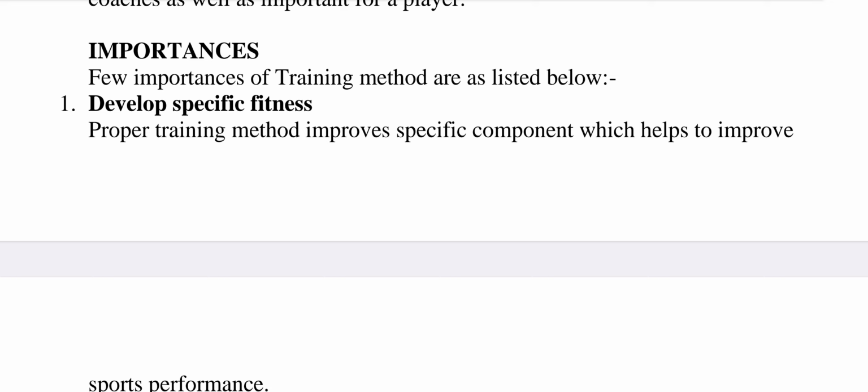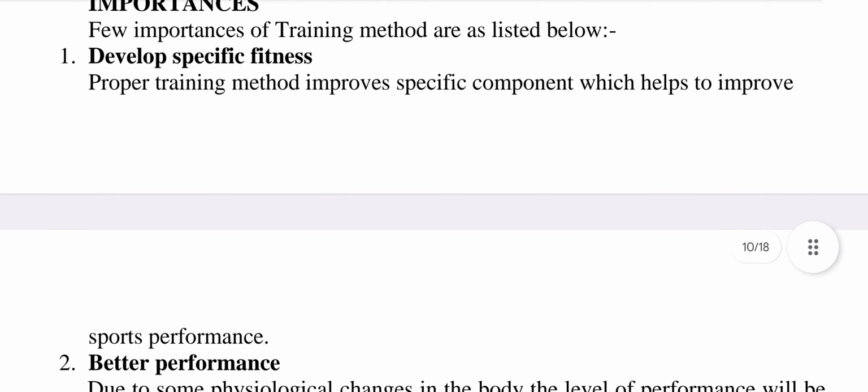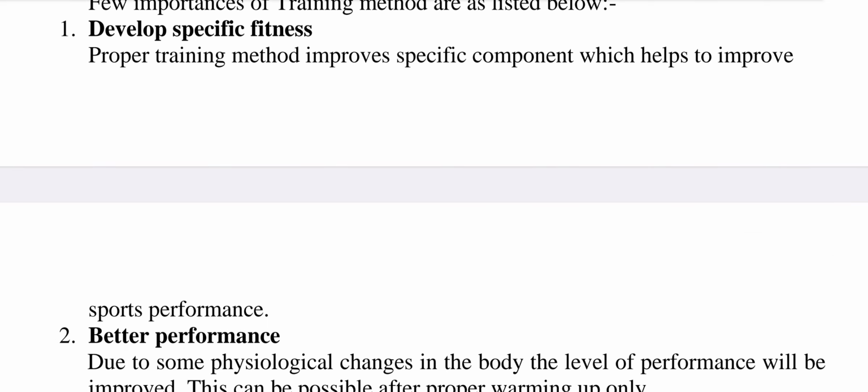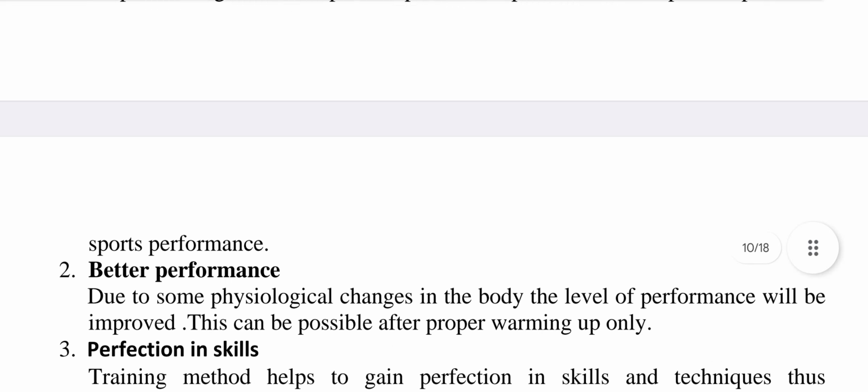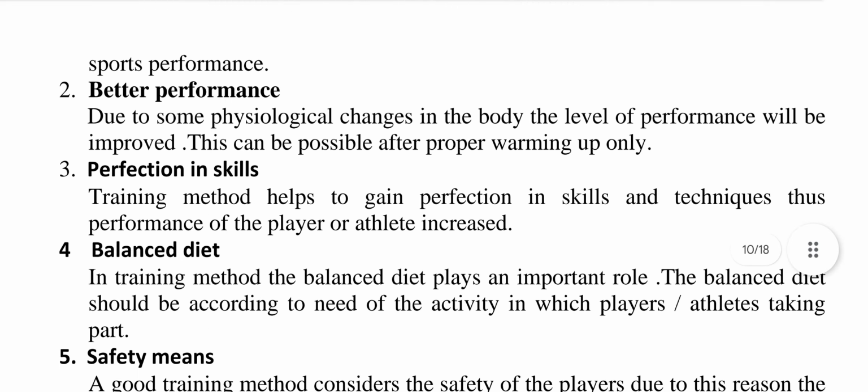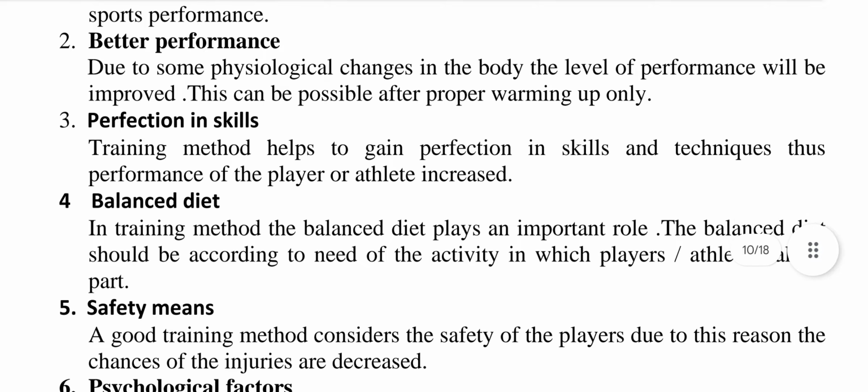Importances. Few importances of training method are as listed below. Number 1. Develop specific fitness. Proper training improves specific component which helps to improve sports performance. Number 2. Better performance. Due to some physiological changes in the body, the level of performance will be improved. This can be possible after proper warming up only.